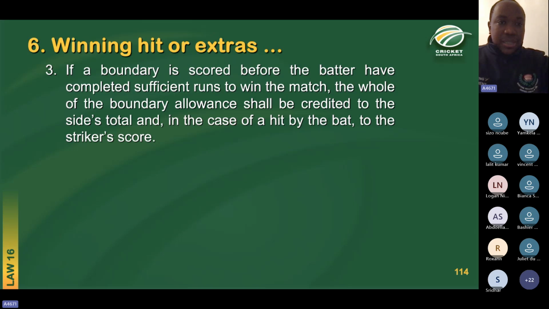Law goes on to tell us that if a boundary is scored before the batters have completed sufficient runs to win the match, the whole of the boundary allowance shall be credited to the side's total, and in the case of a hit by the bat, to the striker's score. So I'll give you an example to illustrate what the law is trying to teach us here.